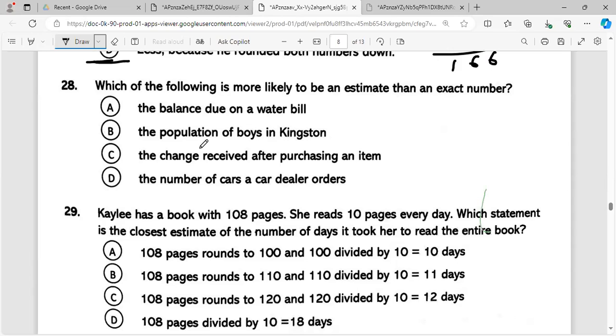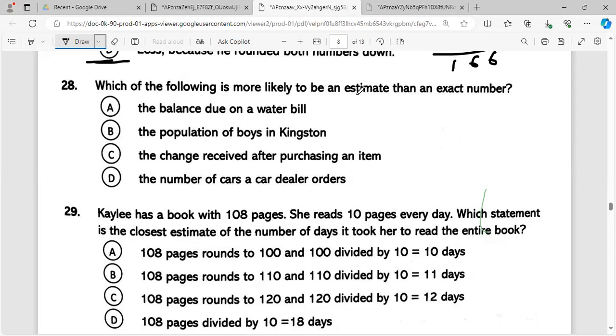Alright, which of the following is more likely to be an estimate than an exact number? A, the balance due on a water bill. B, the population of boys in Kingston. C, the change received after purchasing an item. D, the number of cars a car dealer orders. C, sir. Change received purchasing. Sir, I said C, sir. I said C as well, sir. I agree.